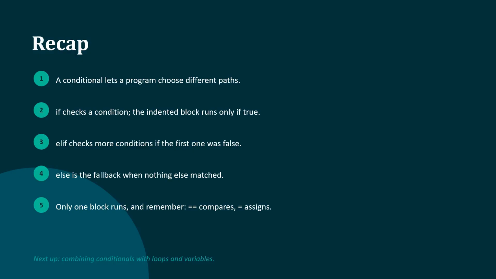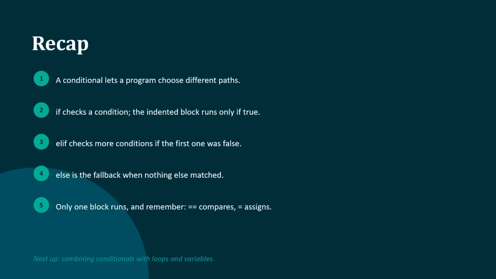So, recap. First, a conditional lets a program choose different paths. Basically, it tells the program that you can make decisions based on these conditions. Second, if checks a condition, and the indented block runs only if it is true. I used Python here, so that's why I'm talking about indentation. If we talk about C++, then we use scopes and all that.